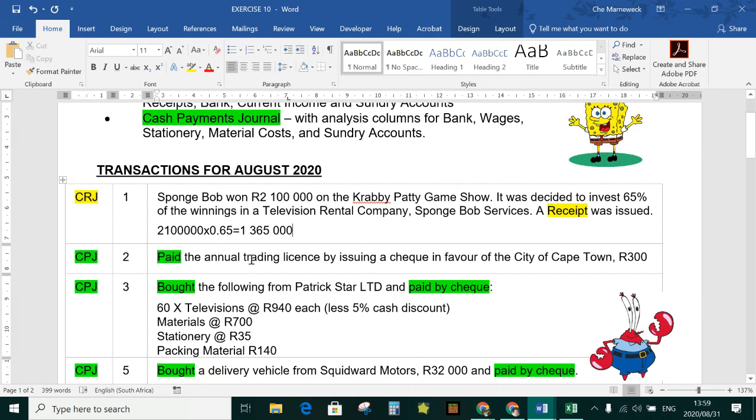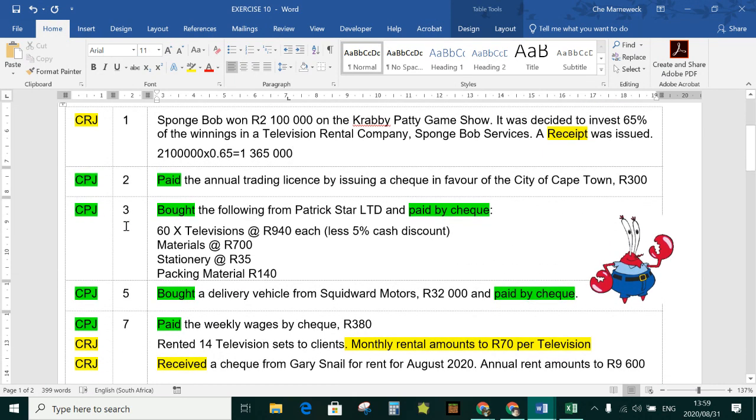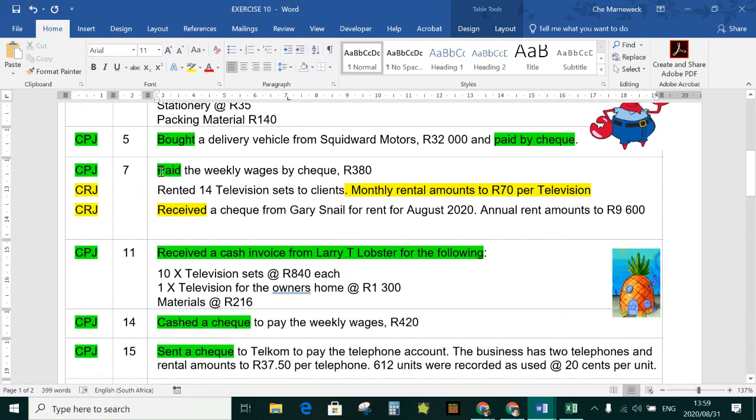The transactions paid the annual, bought, and paid belong in the cash payments journal. The second transaction on day 7, rented 14 television sets to clients. We are providing a service. Monthly rental amounts to 70 Rand per television. So our services that we have rendered, we need to calculate, and it's going to be 70 times 14, which should give you, if you use your calculator, 980.